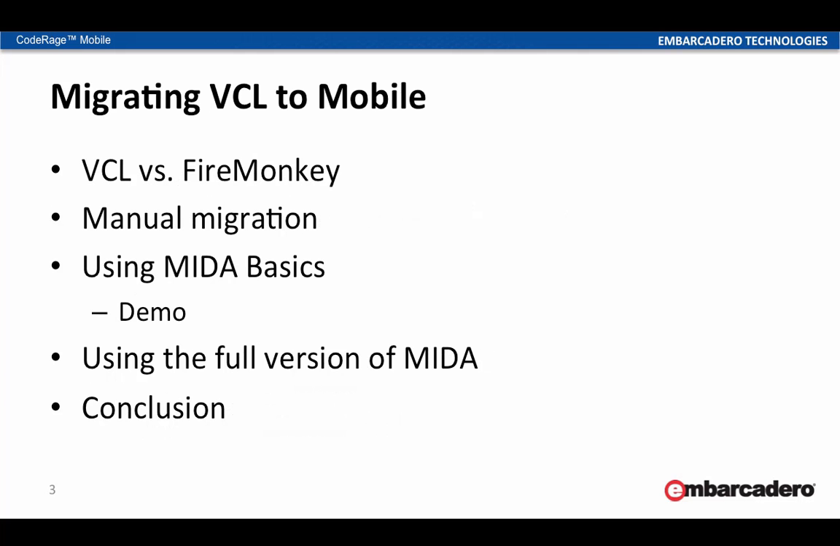So the topic of this session is migrating VCL applications to mobile. I'm going to shortly recap differences between VCL and FireMonkey. Nothing detailed because this is a very short session. Going to mention manual migration, and then I'm going to demo using Mida Basics, the converter done by Mauro Botta from Italy, and also mention some of the advantages of the full version of Mida. The basic version you can get for free with XE4. The full version is a paid product.